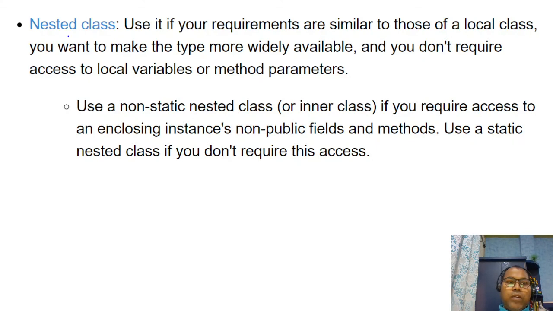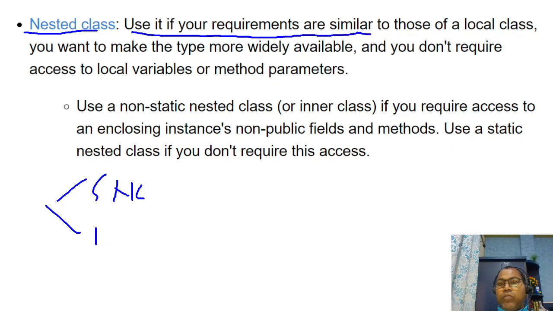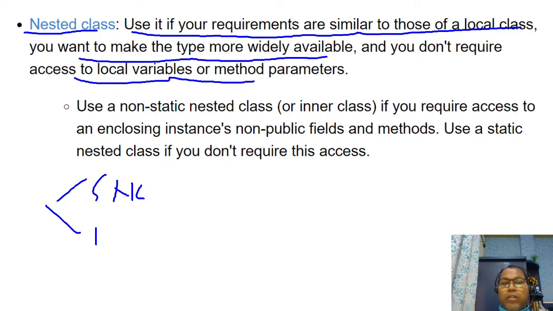Similarly, we studied two kinds of nested classes: the inner class and the static nested class. Use a static nested class if your requirements are similar to those of local classes. If you want to make the type more widely available, and you don't require access to a local variable or local method, then instead of writing one class, that class creates an object and that object will help.